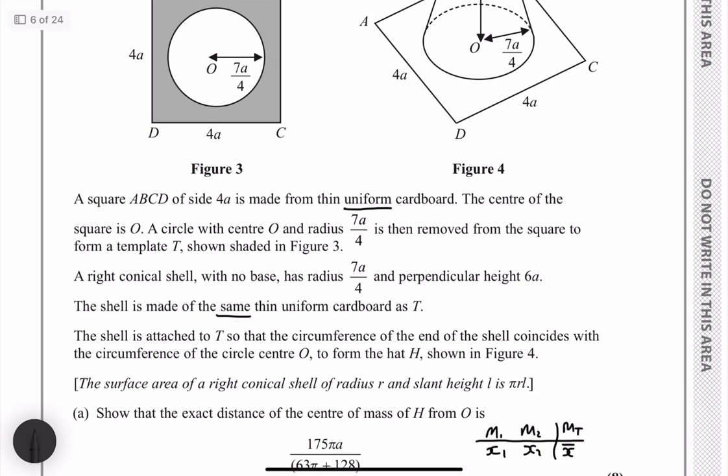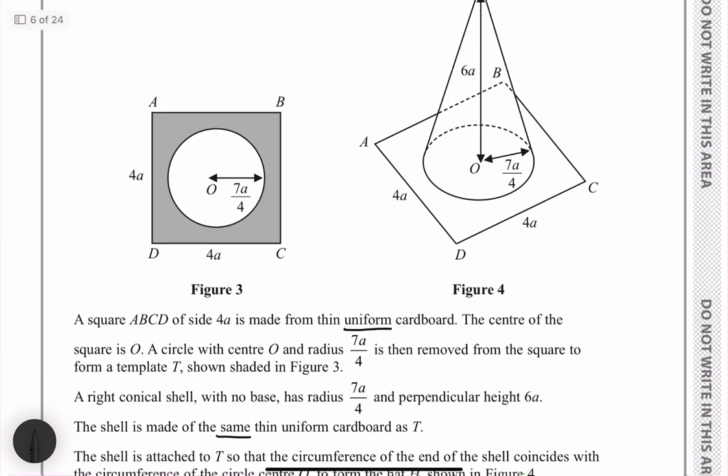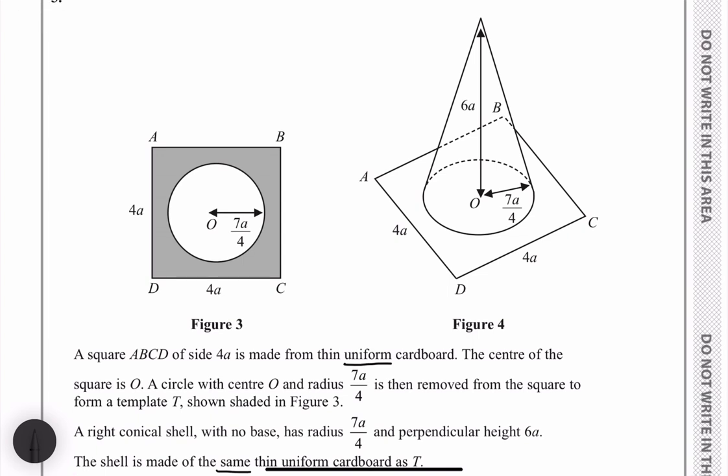So what we need to know, remember these are relative masses, so we're not actually going to calculate the mass as such, instead we are calculating the area. And because it's all made from the same thin uniform cardboard, the area will be relative mass. So what we need is the area of the shape T, so we're going to need the area of the square, so that is 4a squared, 16a squared. We're going to need to know the area of the circle, pi r squared, which is pi times 7a over 4, that's not so nice, 49a squared over 16.